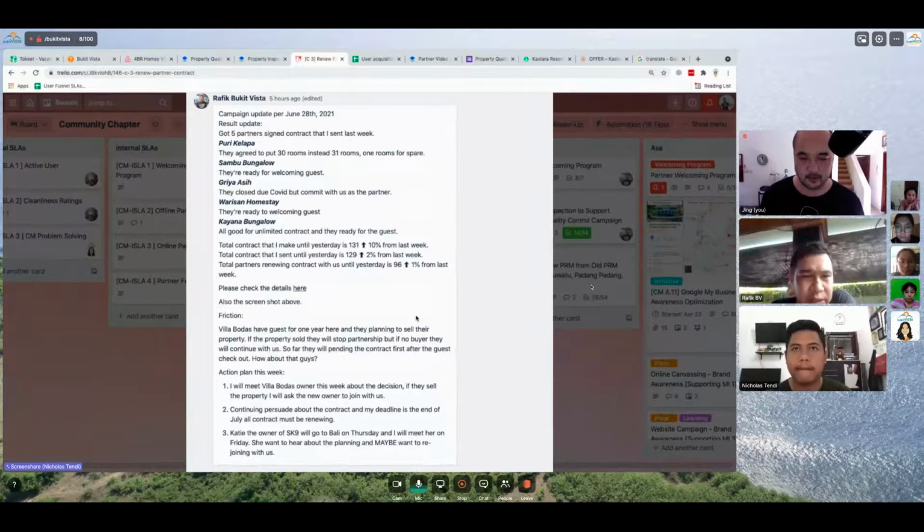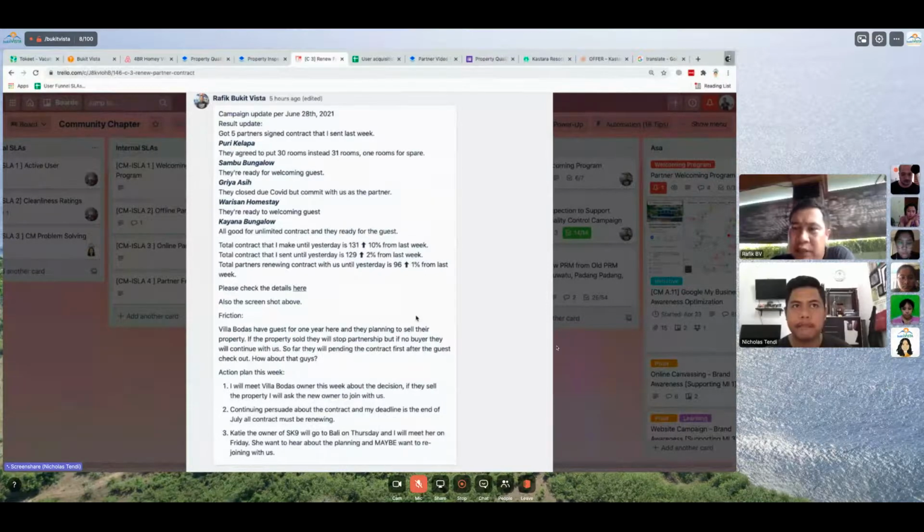And then the last one is the action plan, regarding the Pilabodas. I will meet Pak Wiyata on Thursday to make the decision clear. The second one is continuing the pursuit. And the third one, I hope this is a good sign, is that Katie is in Jakarta right now and is coming to Bali on Thursday. He wants to meet me, maybe planning to rejoin. That answers your question, Jing. So this is a partner who already turned over and wants to rejoin.